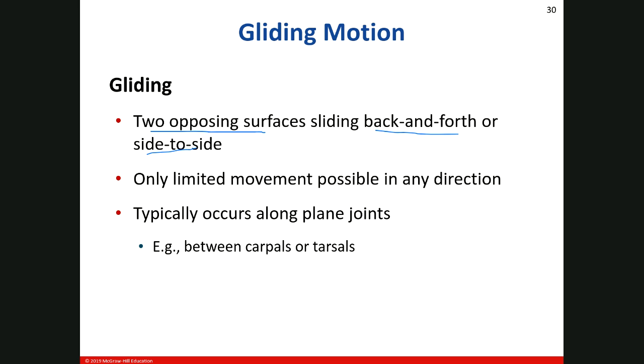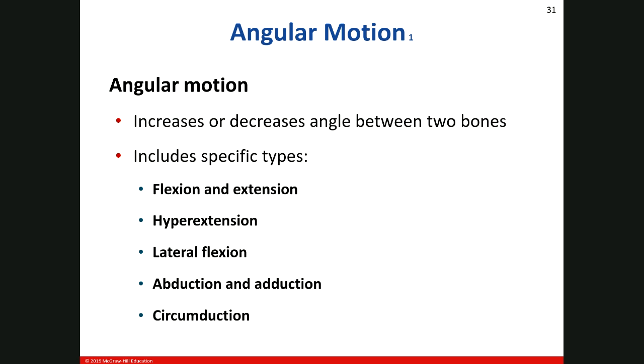Again, this is what we're going to see in our tarsals and in our carpals. But the motion that we're going to spend much more time on is the angular motion. Angular motion is where we're going to see all those different types of movement that you've been hearing people talk about, like when you flex your elbow, extend your elbow, or rotate your head.